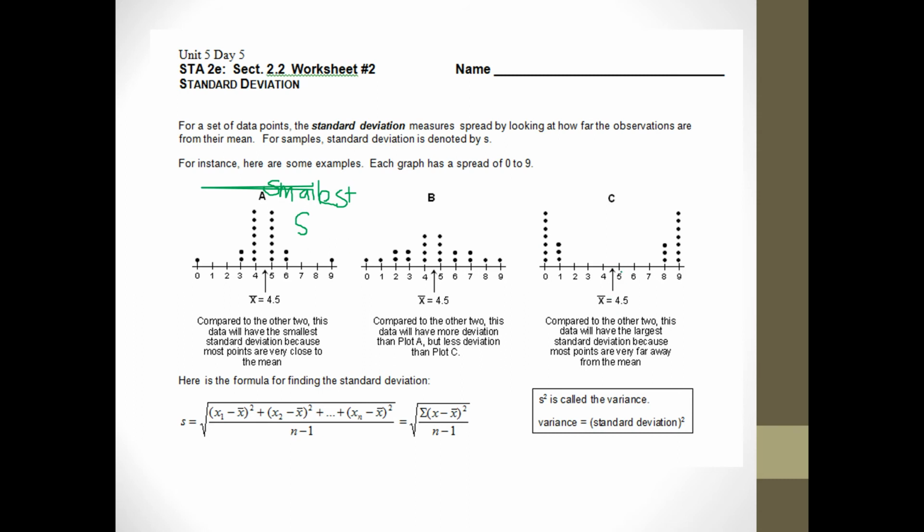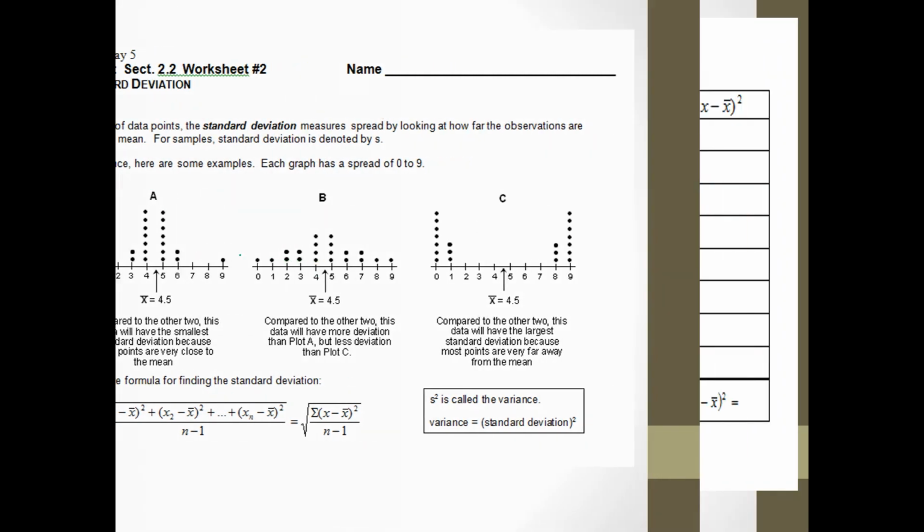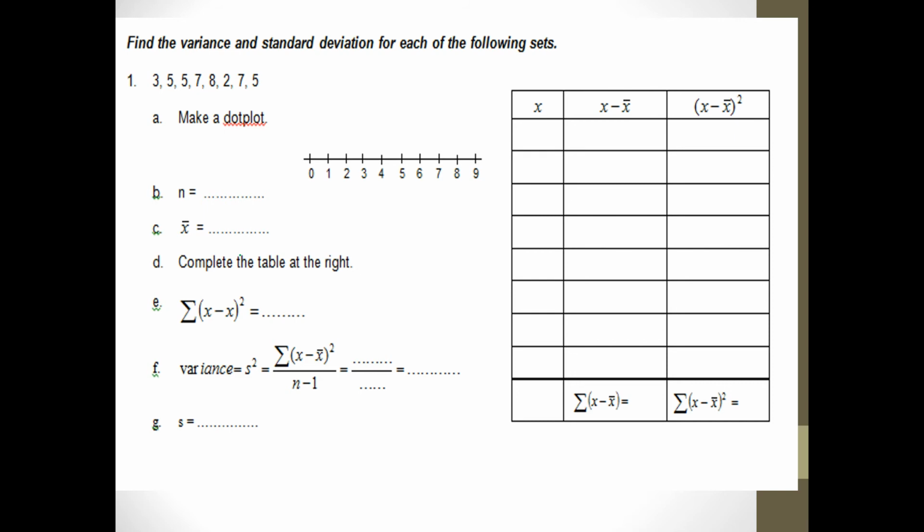Which one's going to be the largest standard deviation? This one has my mean right in the middle, and my distance from the middle to where all the points are is going to be the biggest. So this one is going to have the largest standard deviation. This one's going to be in the middle. It's going to be smaller than this one, but bigger than A. Do you see how the distance from the middle to the outside data is a little bit different, right? This one's going to be the biggest, this one's going to be the second biggest, and this one's going to be the smallest.